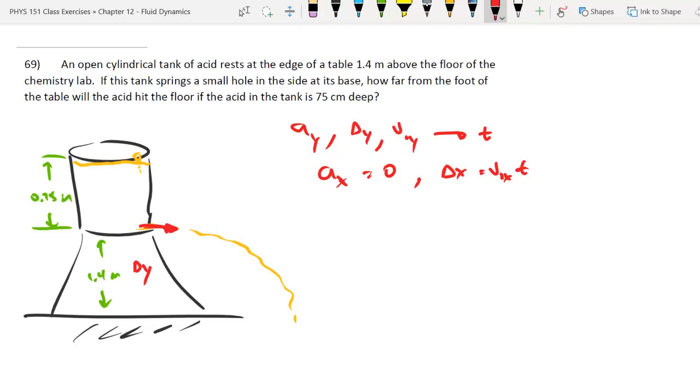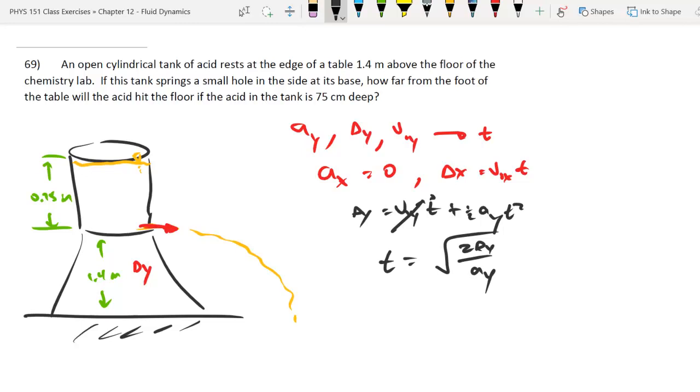When we go through solving for the time, I guess we can go ahead and do this part here. We have delta y equals v naught y t plus 1/2 ay times time squared. If v naught y is 0, then this gives us time is equal to the square root of 2 delta y over ay, right?